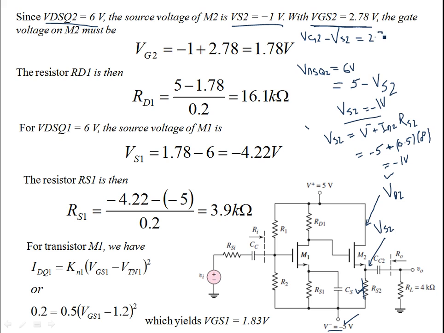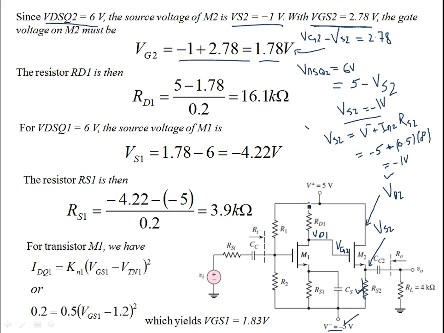Therefore, if you rearrange this equation, you get the gate voltage. You know VS2 is minus 1, so you get VG2 as 1.78 volts. And where is VG2? Well, VG2 is over here. This is the potential VG2. Now this potential is connected to the drain of the first transistor, VD1. So you see VG2 and VD1 are the same potential.